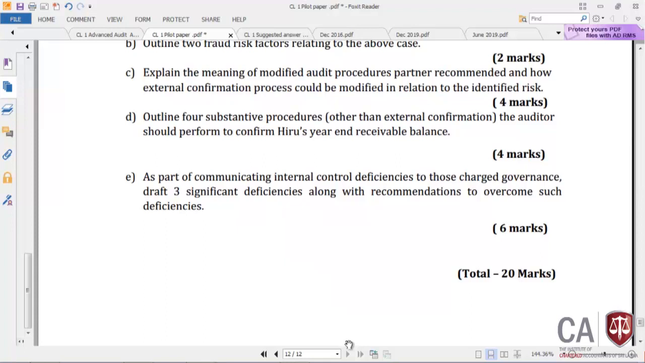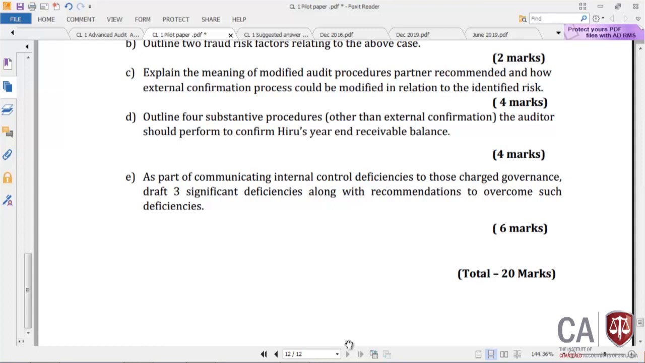Question here: as part of communicating internal control deficiencies to those charged with governance, draft 3 significant deficiencies. You need to tell the 3 significant deficiencies always at the examination. If the examiner asks 3, always write 4, but don't write more than 4. And also when you are writing the 4, you have to write in significance order. So you have identified the 3 significant deficiencies along with recommendation.